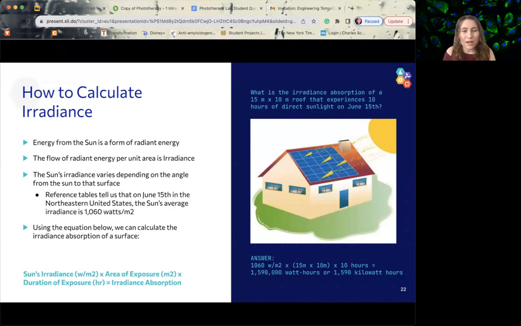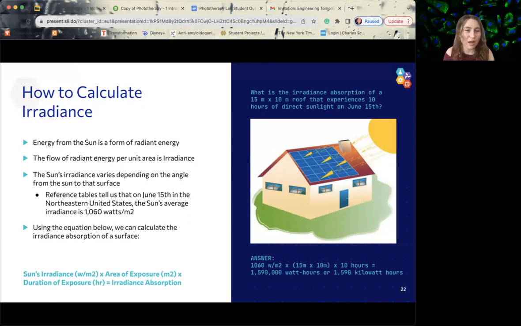Specifically, the irradiance is different depending on the day of the year, the time of the year, because of the way that the sun hits the surface of the earth. For example, you're not going to have as much sun in the winter months as you are in the summer months. So you've got to keep that in mind.